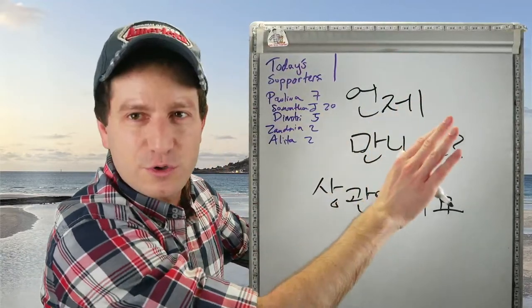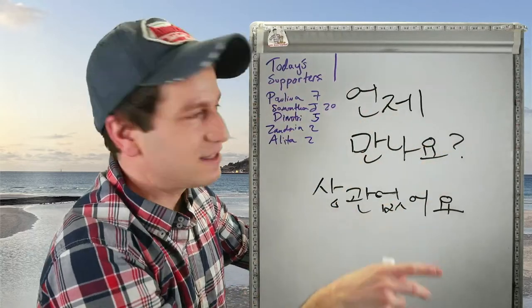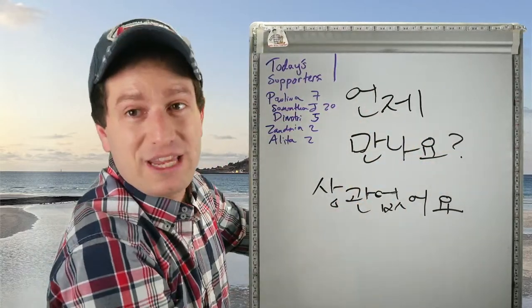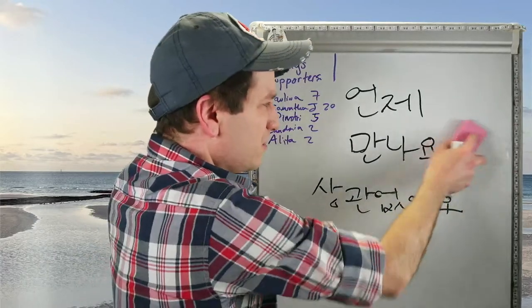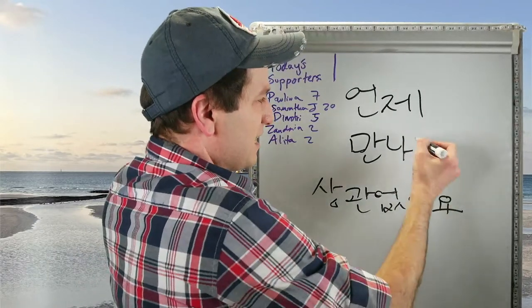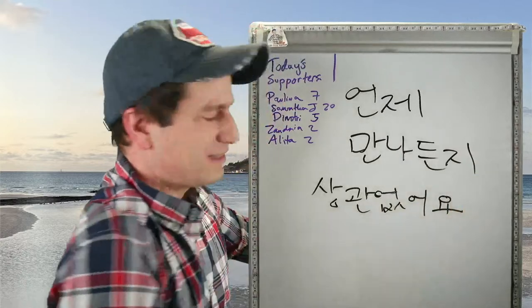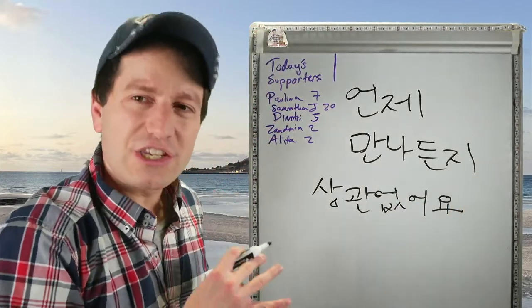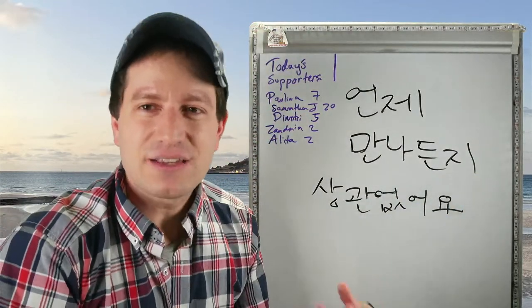Let's just remove the 우리. Let's just say it like this. 언제 만나요? When do we meet? So now we want to say, it doesn't matter, whenever we meet. 언제 만나든지? 상관없어요. And you're done. You just want to start with that basic piece of the sentence.